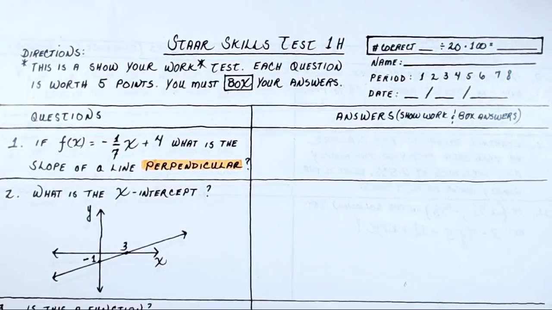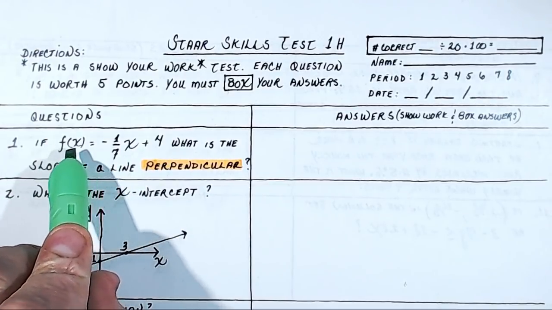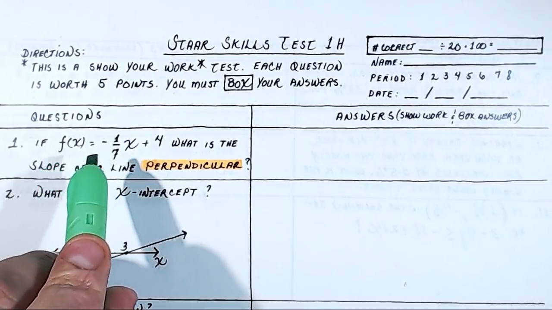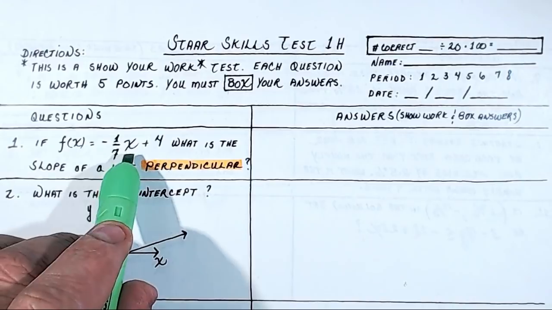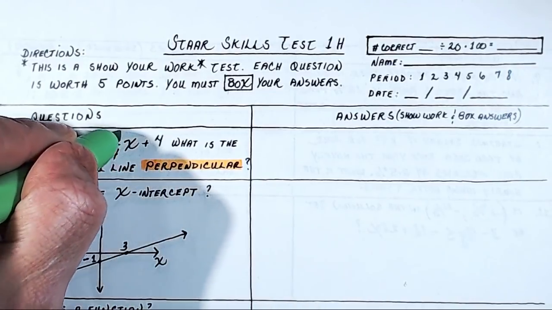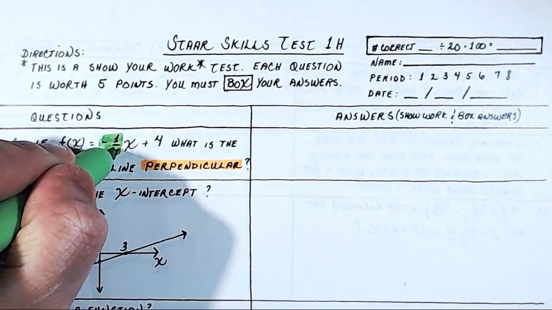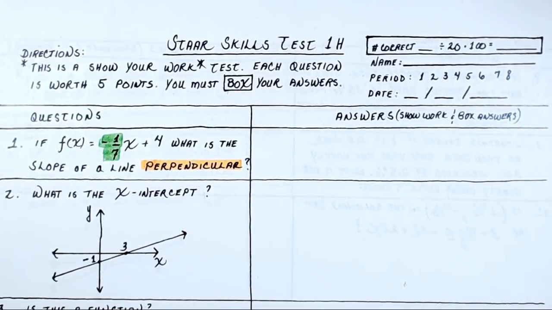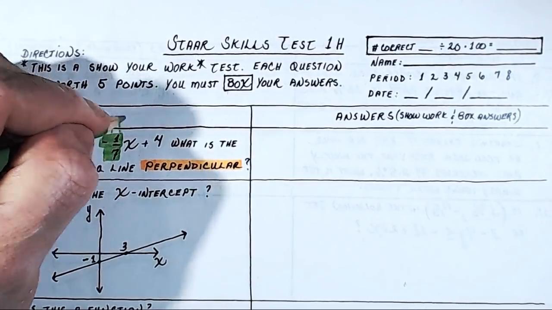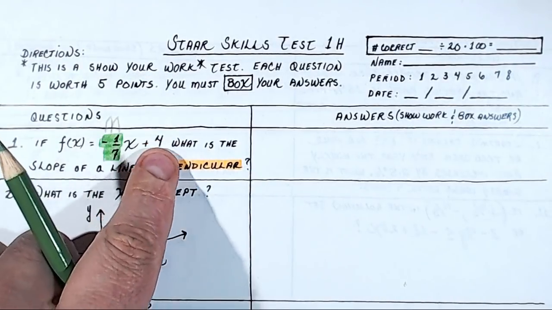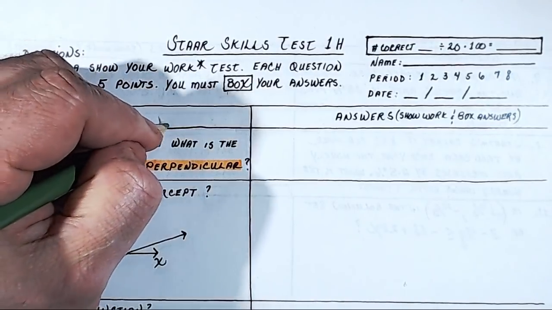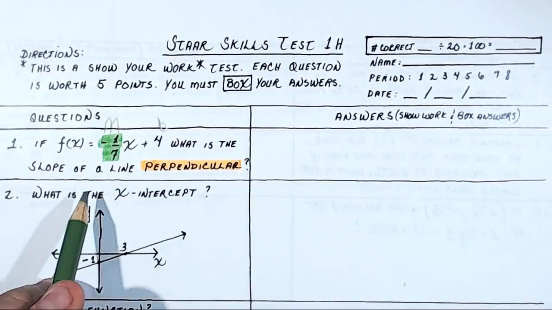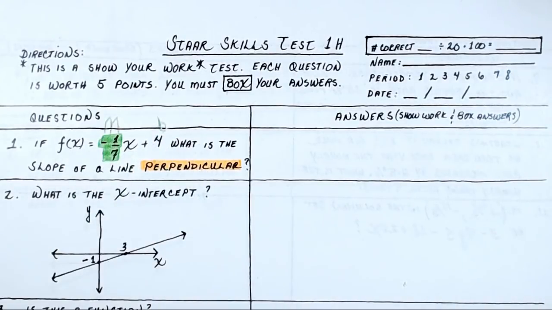So in this problem, in the function, we have f of x equals, and then this is slope-intercept form. So it's mx plus b. So this negative 1/7 right here, that's m. Okay, this is m. And if that's m, then 4 must be b, the y-intercept. This is b. So that's y equals mx plus b.